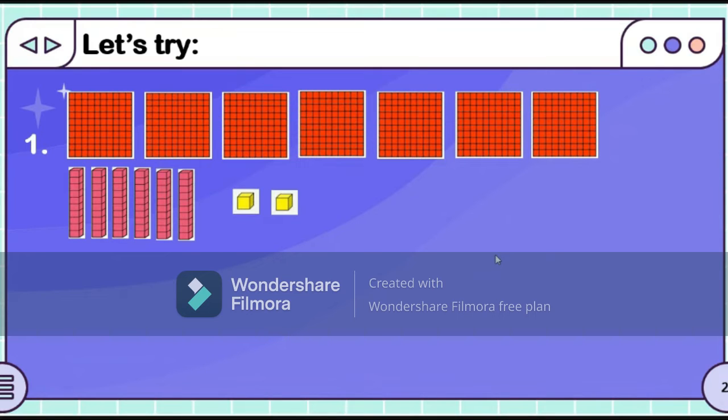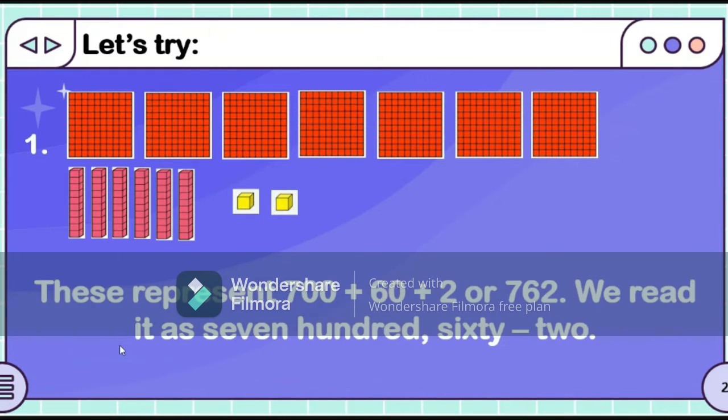Okay, subukan naman natin to mga bata. So, ilang flats ang meron tayo, ilang longs at ilang squares. Okay, tama mga bata. So, meron tayo 700 plus 60 plus 2. 762. Very good mga bata.